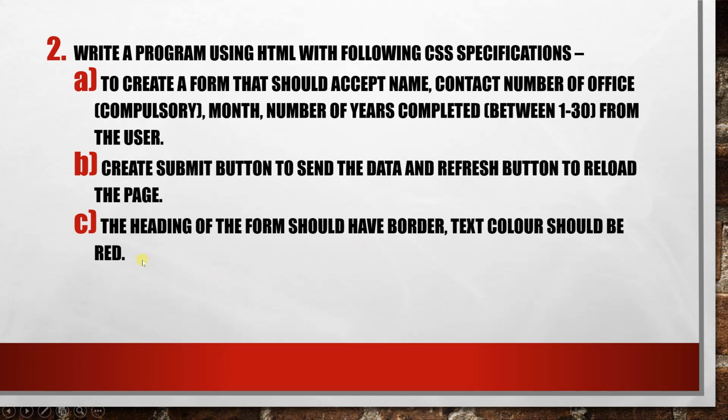ओके, तो आपको एक फॉर्म बनाना है, उसका हेडिंग देना, उसको एक हेडिंग देना है आपको, और फॉर्म शुड हैव अ बॉर्डर. फॉर्म को क्या होना चाहिए, बॉर्डर भी होना चाहिए, और टेक्स्ट को कलर होना चाहिए एंड इट शुड बी रेड. और टेक्स्ट का कलर कौन सा आना चाहिए, रेड. ओके, देन फॉर्म को दो बटन्स होने चाहिए, वन इज फॉर सेंडिंग द डेटा एंड वन इज फॉर रिफ्रेशिंग और रीलोड द पेज. ओके, then and form should contain what, name, then contact number of office is compulsory, then month should be there, number of years completed between 1 to 30. Okay, so this is the coding. Now we will sorry, this is the question. Now we will do the coding for this question.